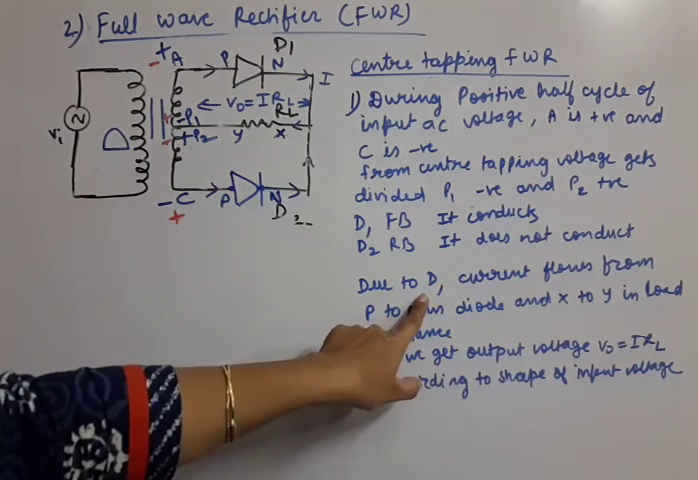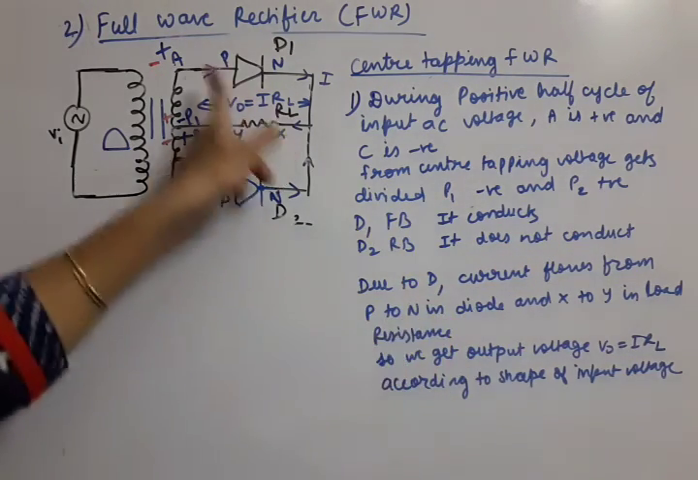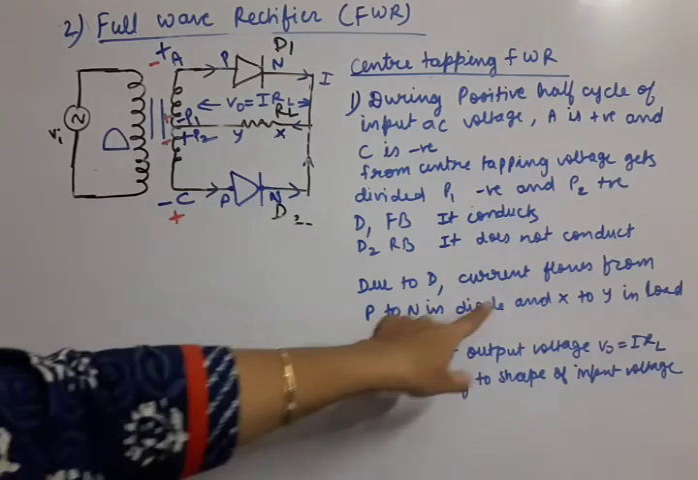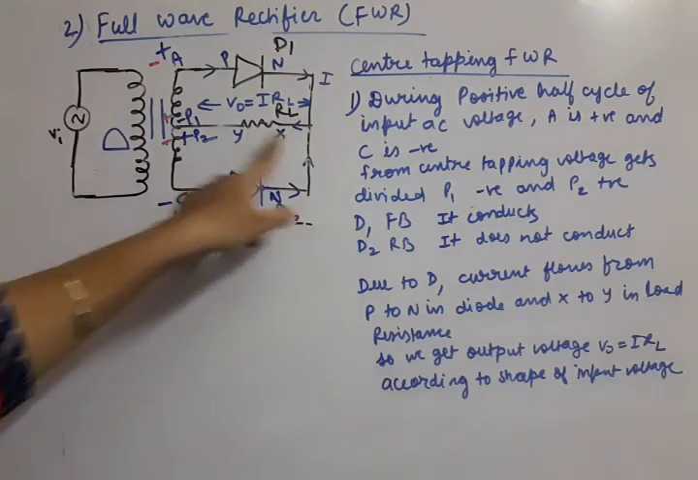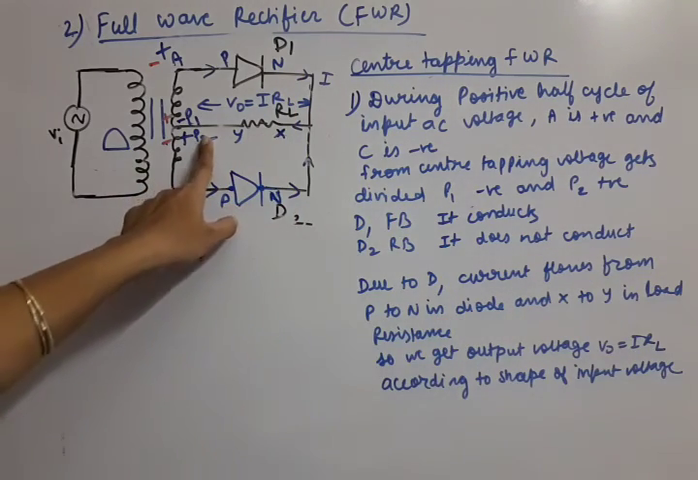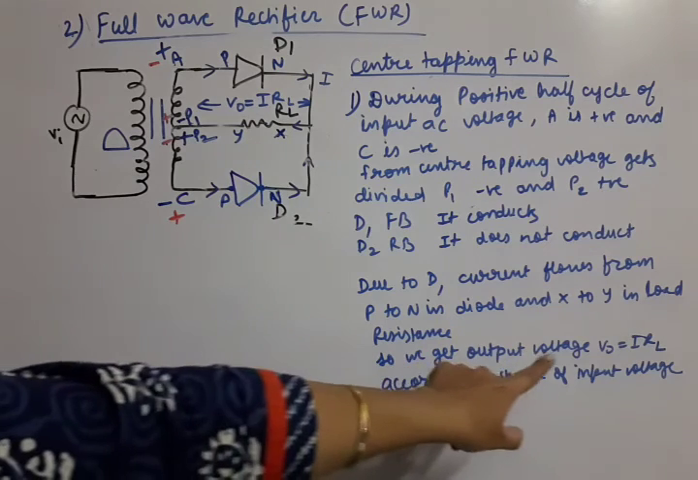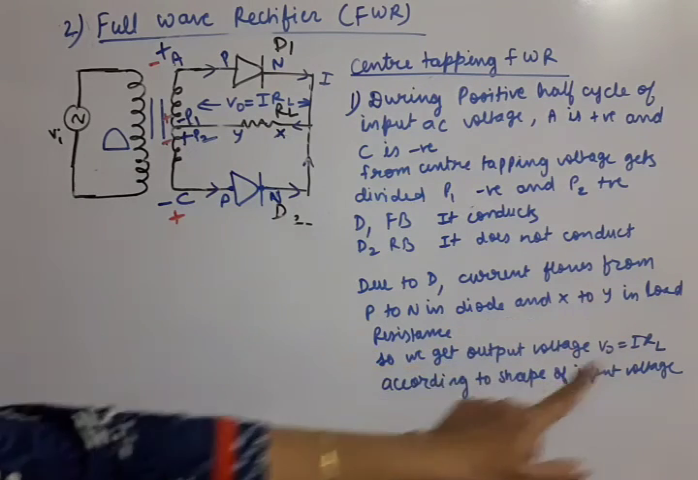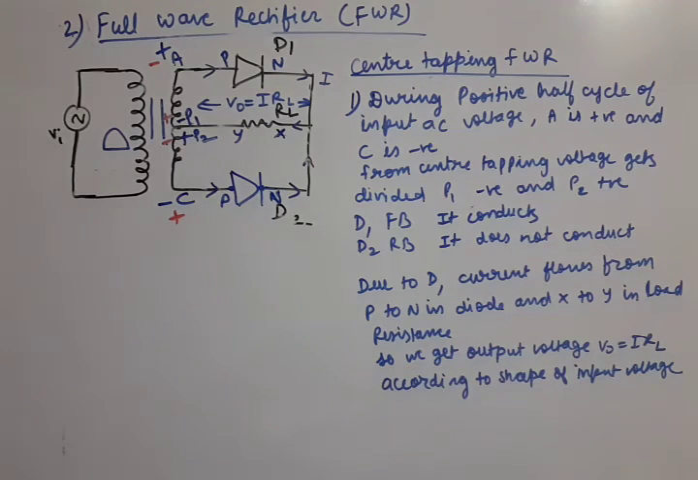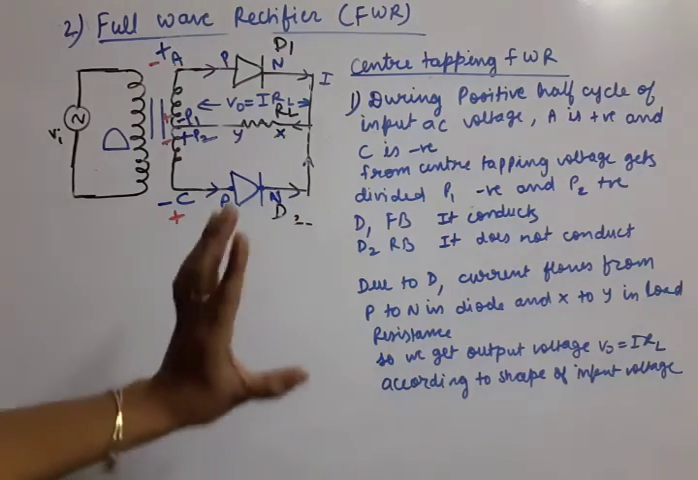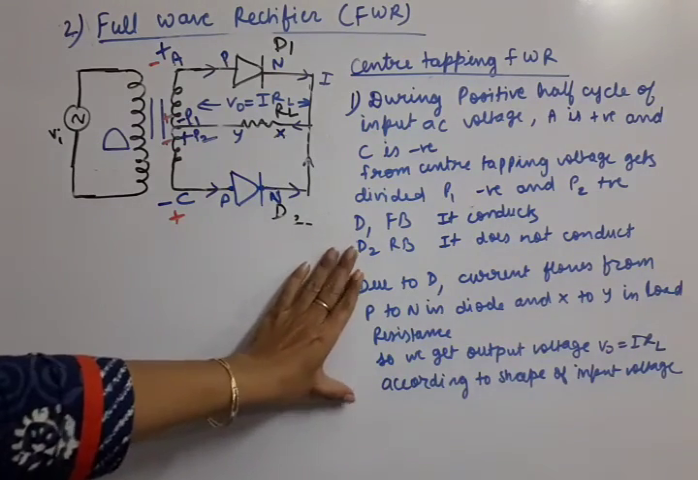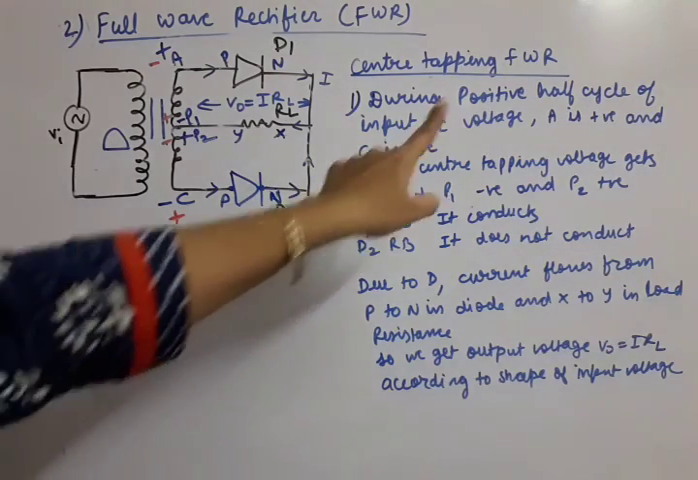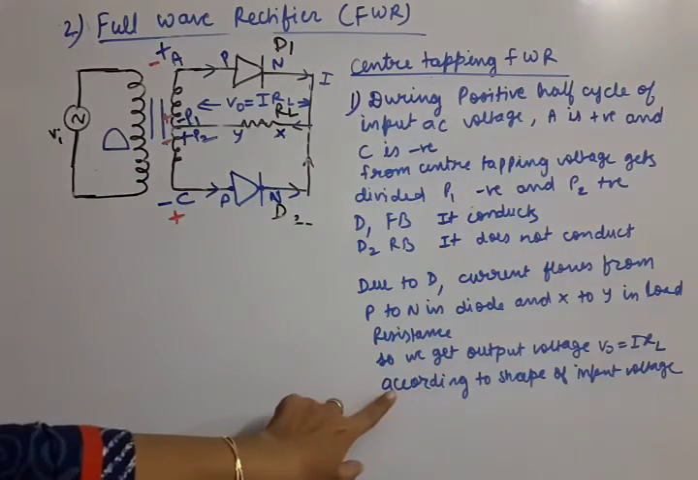And due to D1, current flows from P to N in the diode, and X to Y in the load resistance. Okay. So we get output voltage VO equal to I into RL according to the shape of input voltage. So this is all about the first positive half cycle. Now for negative half cycle, only plus minus we have to change everywhere. So that I am changing.